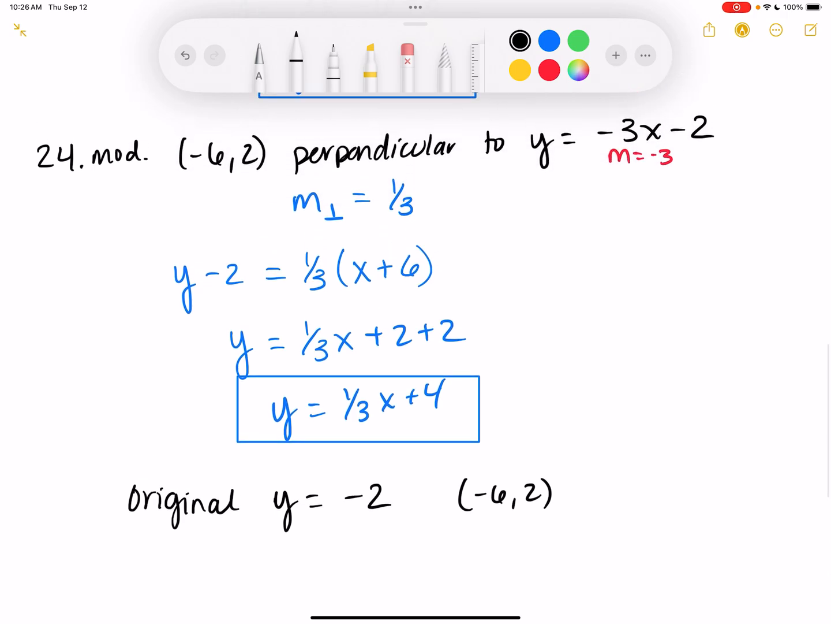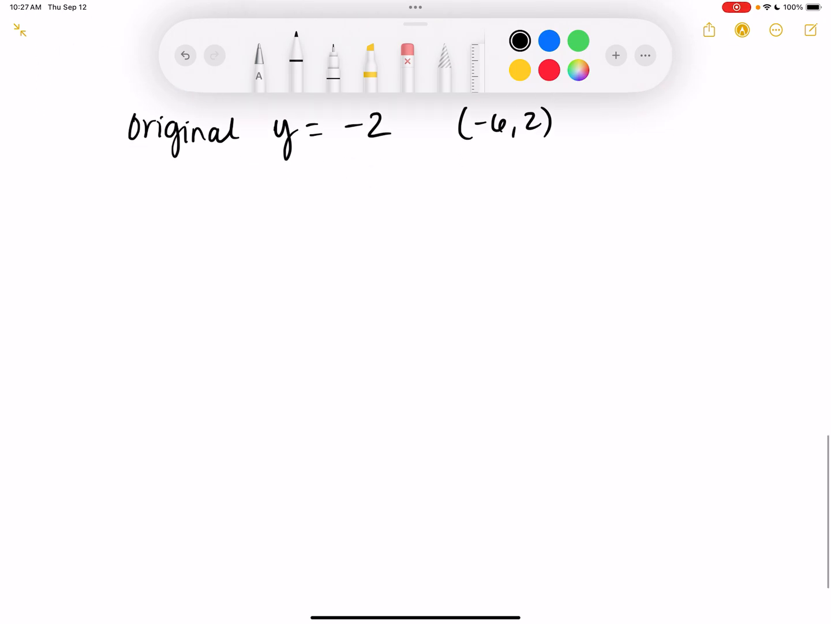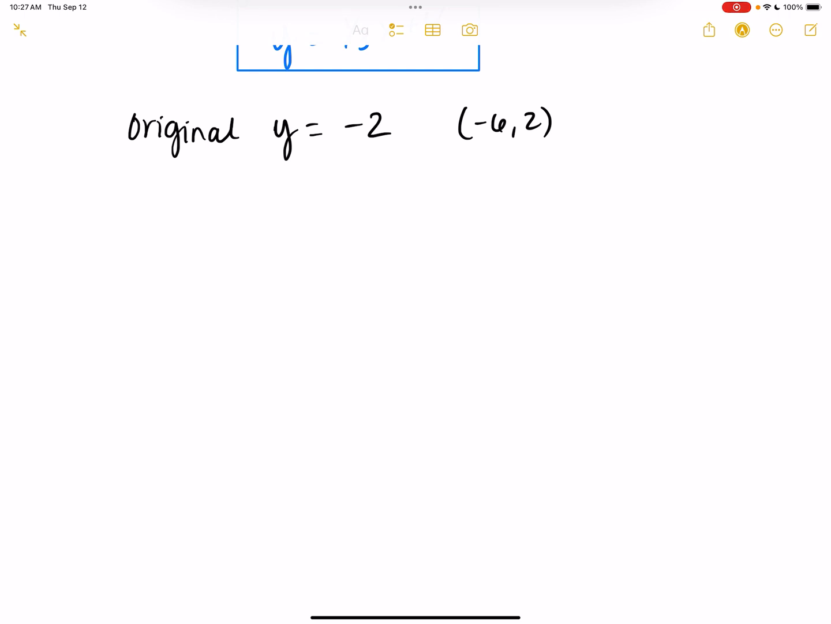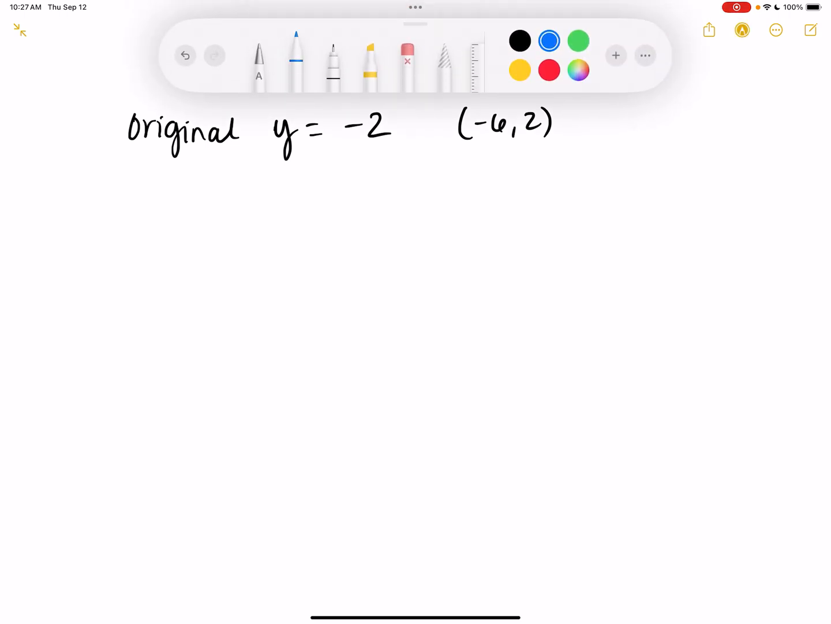Ignore that. All of that was just for the modified problem. Pretend that's not there anymore. Just look at that. If it has to go through the point that's given to me and it's perpendicular to y equals -2, what would it have to be?